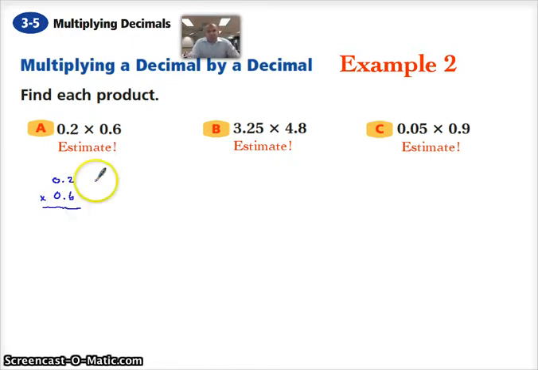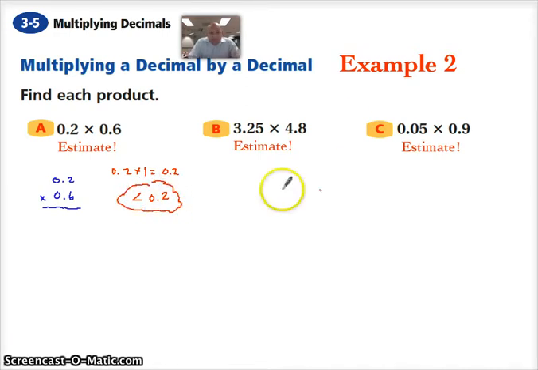Now, before we do this, let's go ahead and estimate. I know that 2/10 times 1 would equal 2/10 because a number times 1 equals itself. And I know that 6/10 is smaller than 1. So I know in actuality my answer is going to be less than 2/10.